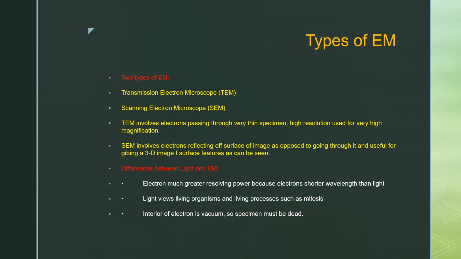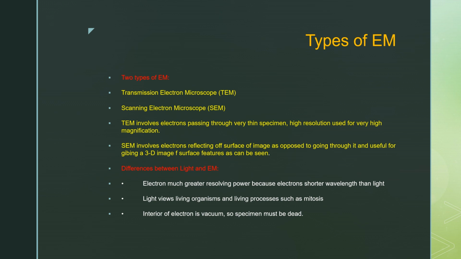There are two types: the transmission electron microscope and the scanning electron microscope. The TEM, the transmission electron microscope, involves electrons passing through a very thin specimen with a high resolution, used for very high magnification. The SEM, the scanning electron microscope, involves electrons reflecting off the surface of the specimen as opposed to going through it, and this is useful for giving a 3D image of surface features.